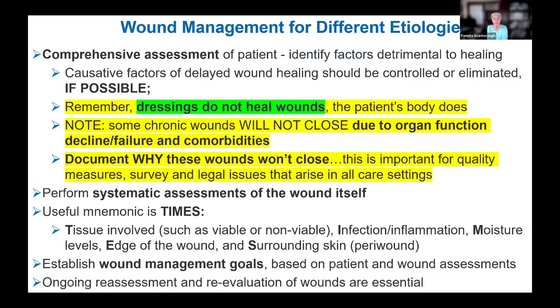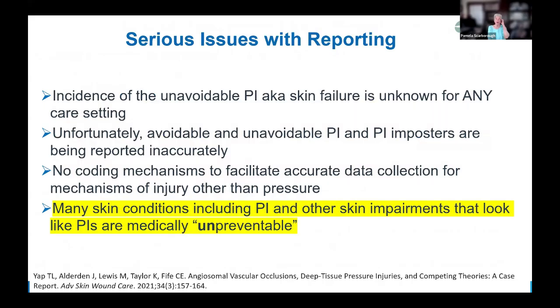And we have very strict guidelines in long-term care of when we have to do our wound assessments. So we do have serious problems with reporting the incidence of the unavoidable pressure ulcers, also known as skin failure. It's unknown for any care setting. We don't know. Our data is flawed. Unfortunately, avoidable and unavoidable pressure ulcers and pressure ulcer imposters are being reported inaccurately.